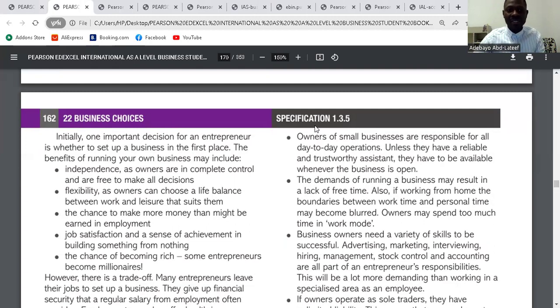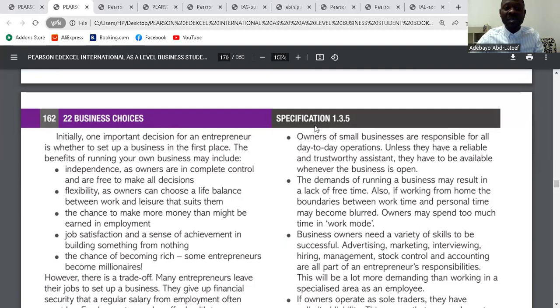The second reason is that there's flexibility, as owners have to choose a life balance. So when you are an employee, your employer chooses how they want you to work. Yes. But as an entrepreneur, you choose the way you want to work. Third, the chance to make more money than might be earned in employment. If your business succeeds, you're going to make more, and all profit is kept by you. Or if your employer makes profit, if they want to share profit here, they might. And it's not compulsory.